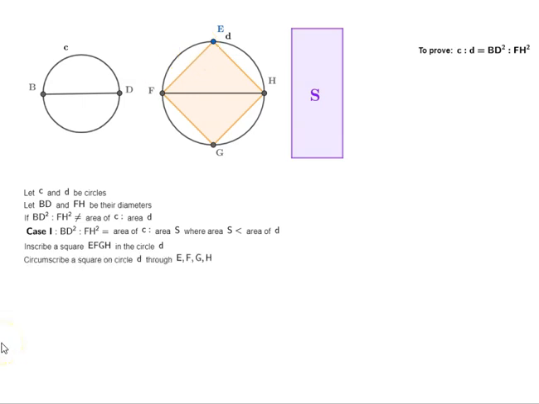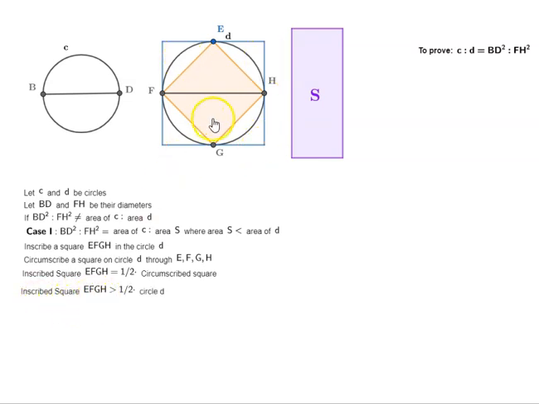Now circumscribe a square on circle D through EFGH. So let's do that. Now the inscribed square EFGH is equal to half of the circumscribed square. That is, the interior square is half of the exterior square. So the square EFGH is greater than half of circle D. Think carefully and have a look at this diagram.